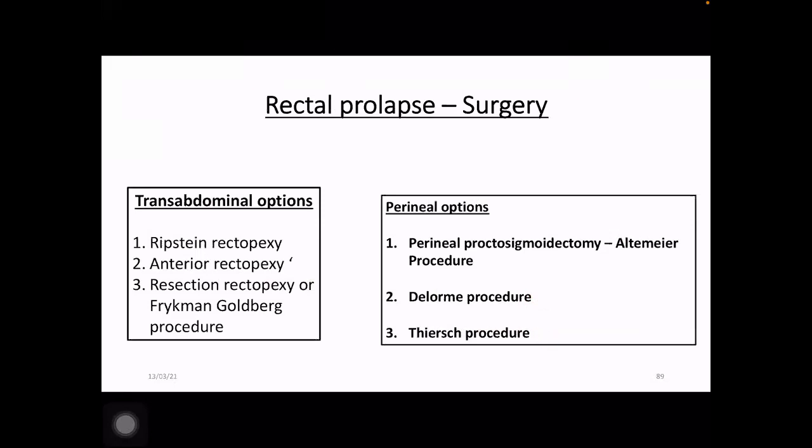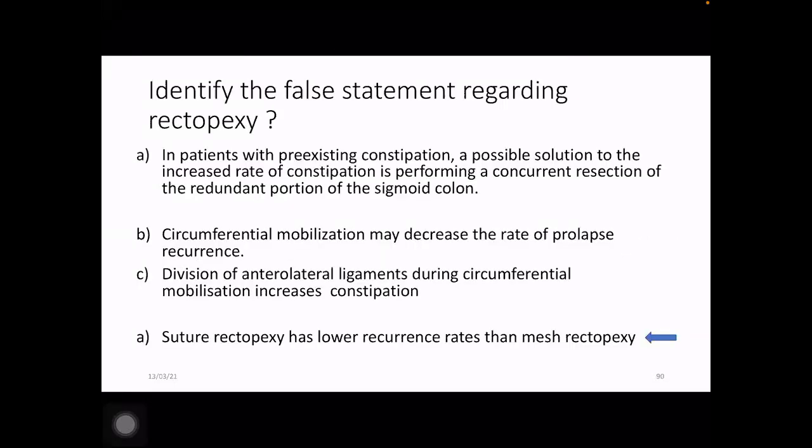So how is it done? This MCQ will summarize most of the points. Someone has asked about the Ivalon sponge, but we don't use Ivalon and all. We use mainly mesh. After the advent of mesh, we started keeping only mesh for all the rectal prolapse surgeries.